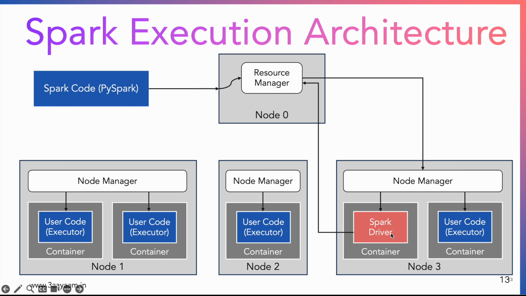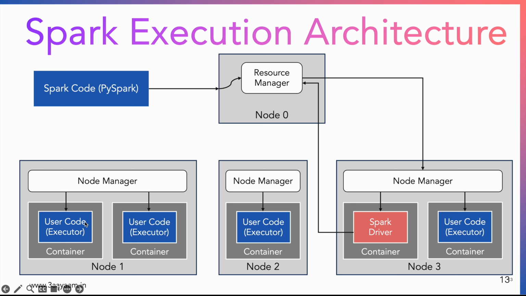Then Spark driver would communicate back to the resource manager saying that I need 4 containers to launch the user code. And then resource manager would say, yes, I have resources available. I have to go to all the nodes, node 1, 2, and 3. Then it will go and talk to the node managers in node 1, 2, and 3. And then the node managers would launch the container and start the Spark user code there.